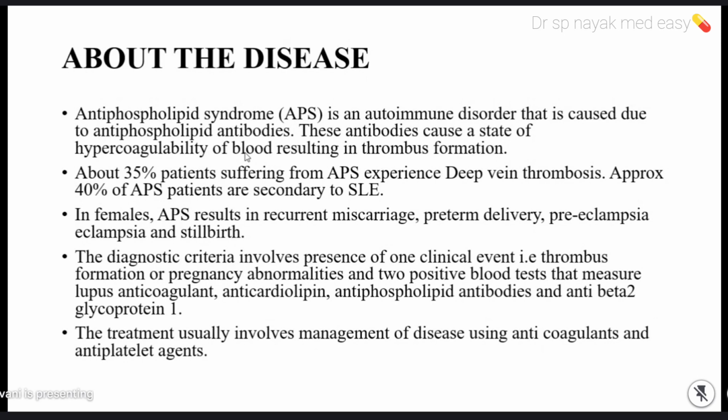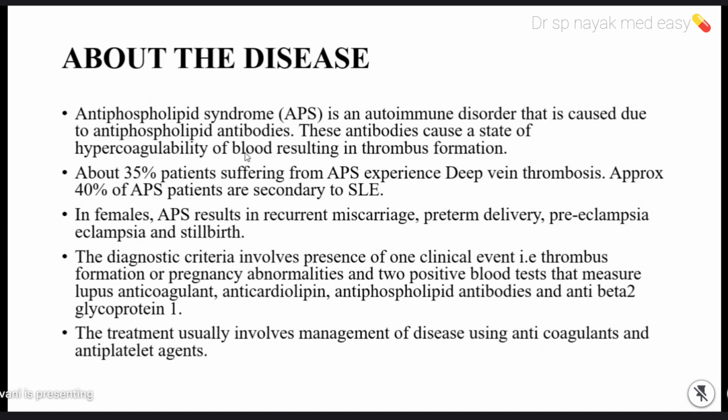Sapporo diagnostic criteria was published in 1999, which was used to diagnose APS in the early years, but recently it has been succeeded by Sydney criteria 2006, which says that at least one clinical event and two positive blood tests should be present in the patient. The treatment usually involves management of disease using anticoagulants and antiplatelet agents.